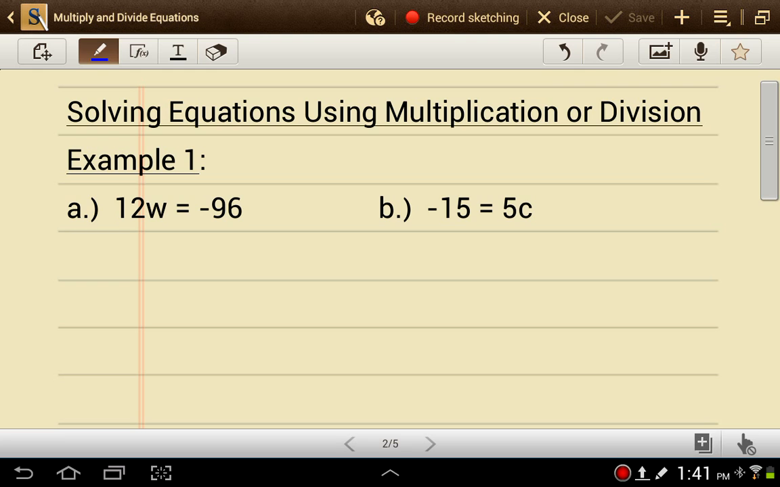So when you're deciding what number to divide by or what number to multiply by to both sides, you want to use the number that's on the same side as the variable. Sometimes that variable is on the left side, sometimes that variable is on the right side.